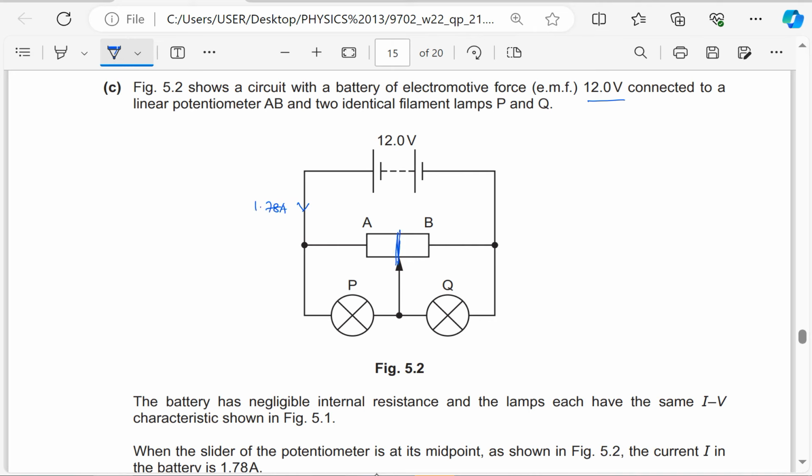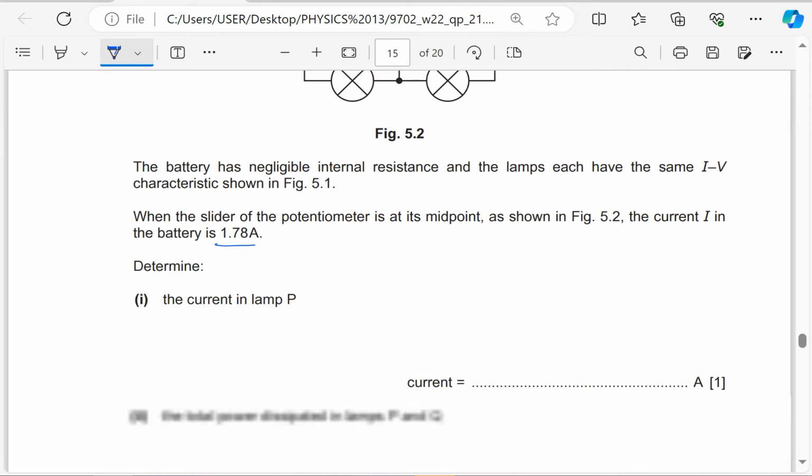Of course, when this is in the middle, the resistance of this part here is the same as the resistance of the other part here. That means the 12 volts is divided equally. So the PD across this first part is going to be 6 volts. The PD across the other part is also 6 volts. But note that this part here is in parallel with the P. So that means the PD across P is going to be 6 volts. So I'll write that V across P is 6 volts.